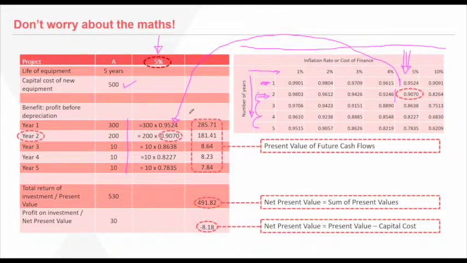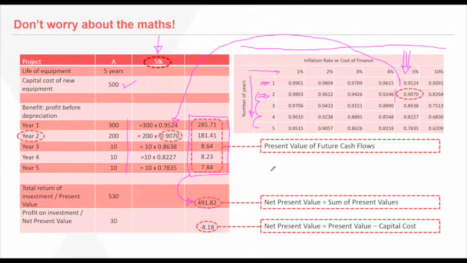And what these are, our future cash flows, all in today's money. And we call that a present value. So today, the present, how much are those future cash flows worth? That is our present value of our future cash flows. And then what we do is we add them all together to get a cumulative present value of all of those future cash flows. And we get £491.82.